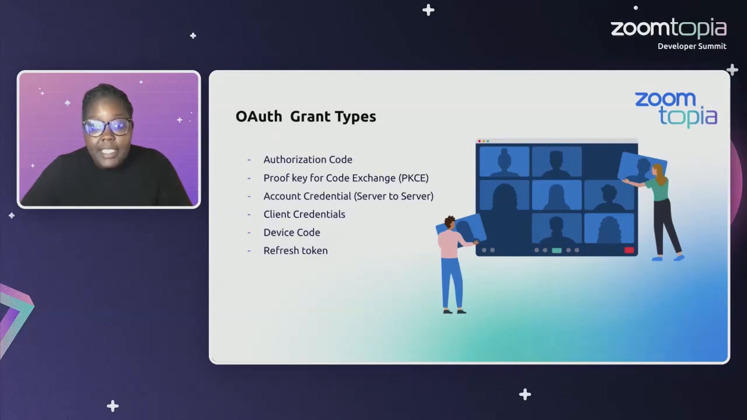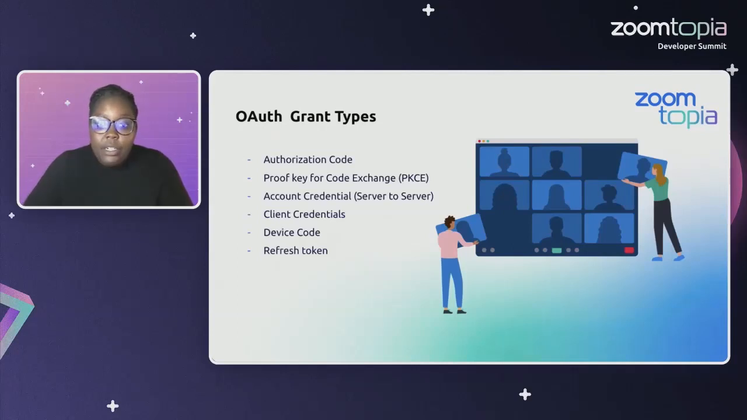Second, we have PKCE, which is proof key for code exchange. This is an extension for authorization code flow to prevent several attacks and to be able to securely perform the OAuth exchange from public clients. Now note that because PKCE is not a replacement for client authentication, which we'll talk about here in a second, it does not allow treating a public client as a confidential client.